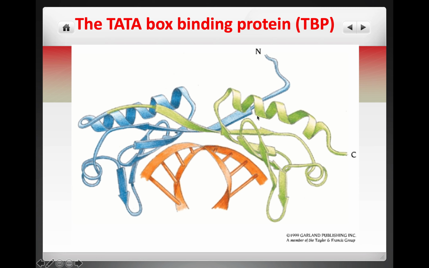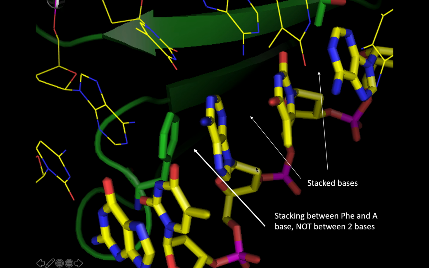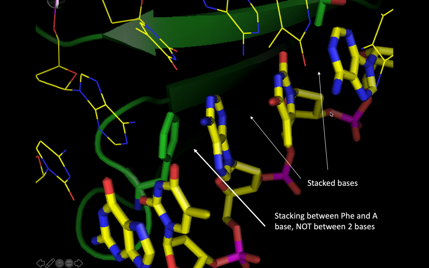So let's have a look at the TBP, or the TATA box binding protein. This is how it looks in ribbon structure, but I'm going to show you how it looks when it has been simulated. This is the TBP protein, and this is basically how it binds to the TATA box. This is the nucleotide sequence, and this part is the close-up of this. Just for your knowledge, if you are interested, you can read a book about this, but I'm not going to cover further than this.